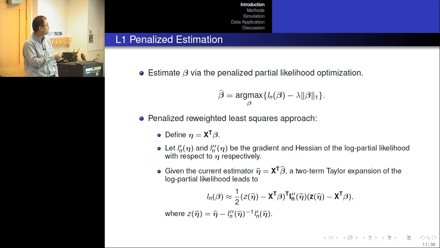What they do first is define this eta as X transpose multiplied by beta. Then they calculate the gradient and the Hessian matrix of your log likelihood function. Then after that, through, for example, a second-order Taylor expansion, our original log likelihood function can be written as a quadratic term. And the key is that this term is the Hessian matrix.